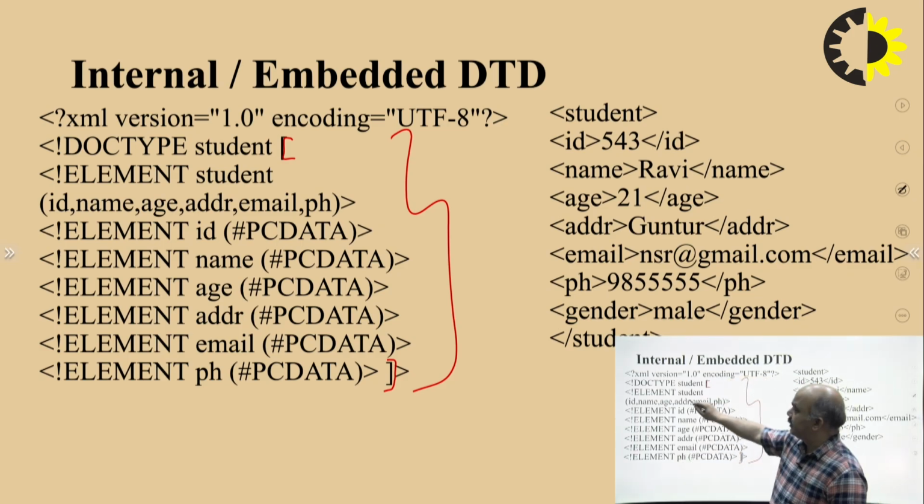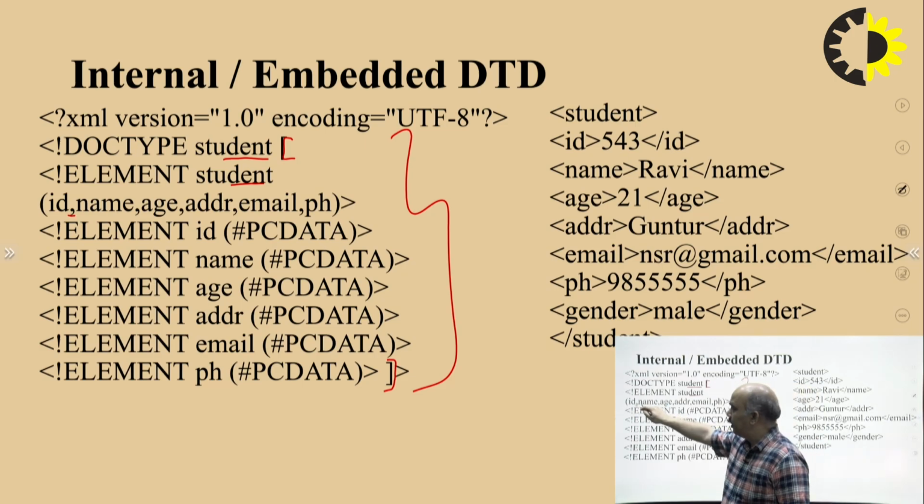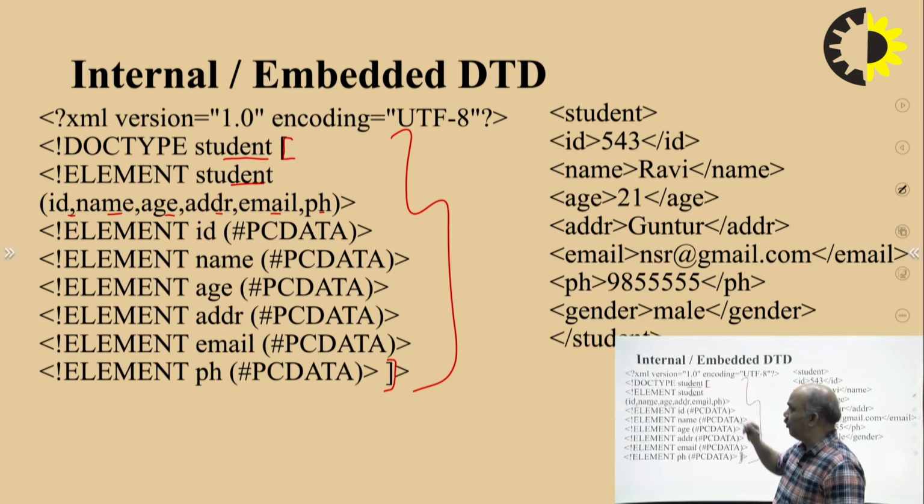So, the elements here: the student. As the student is your root node, we have to write the student here. Let's suppose the student has the ID, name, age, address, email, and phone numbers.